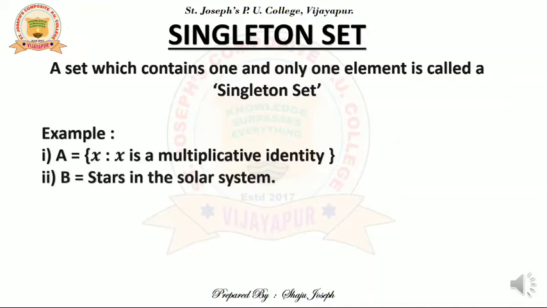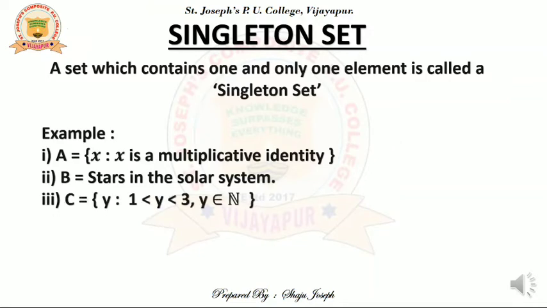Second example, B is a set of all stars in the solar system. In our solar system, there is only one star, that is the sun. Of course, there are other stars in our galaxy and in our universe, but when we are discussing about our solar system, there is only one star, that is the sun. Hence, this is an example for singleton set.